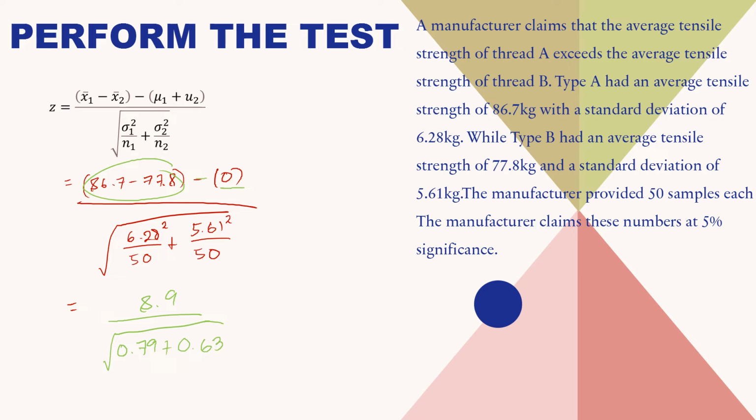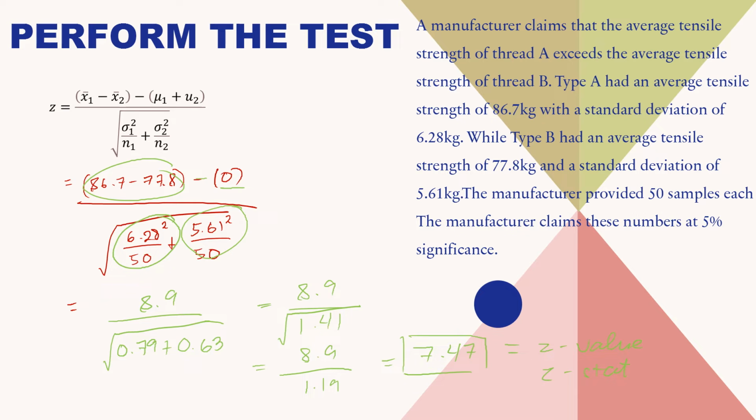By the way, these are the terms already. All we have to do is add. That's 1.41. So 8.9 divided by 1.41, but we still have to deal with the square root. So that's 8.9 divided by 1.19. And our final answer would be 7.47. So this is our z value, or z stat.